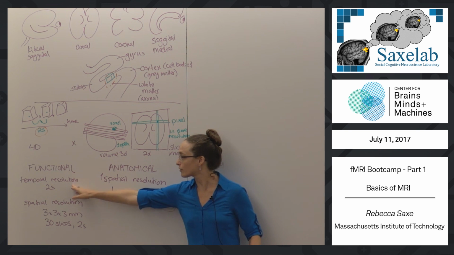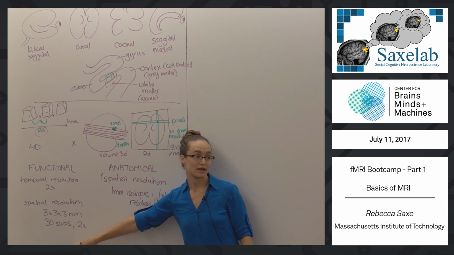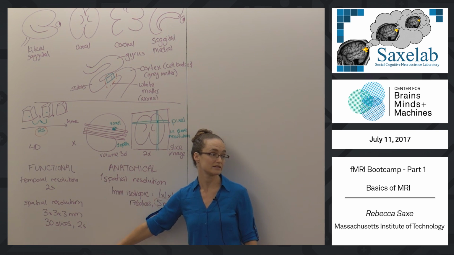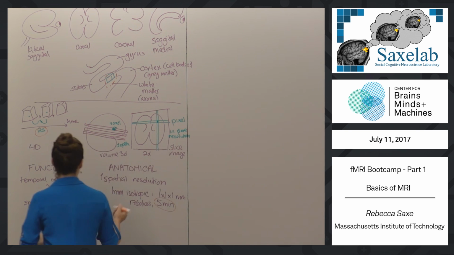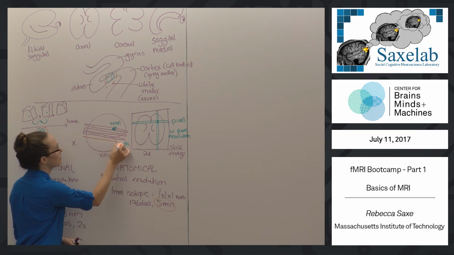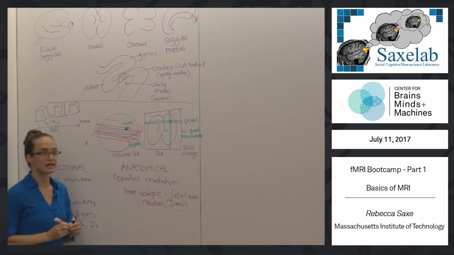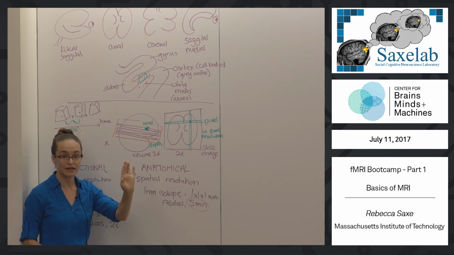If you went slower, you could have higher spatial resolution or more slices. If you went faster, you'd have to have lower spatial resolution or fewer slices. Sometimes slices is called coverage, because you can imagine with fewer slices, you cover less of the brain. With more slices, you can cover the whole brain. Coverage used to be a big thing in MRI.